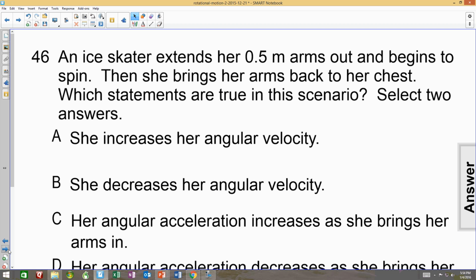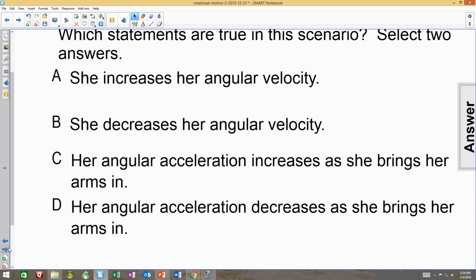An ice skater extends her arms 0.5 meters out and begins to spin. When she brings her arms back to her chest, which statements are true in the scenario? There are two correct answers. She increases her angular velocity. She decreases her angular velocity. Her angular acceleration increases as she brings her arms in. Her angular acceleration decreases as she brings her arms in.